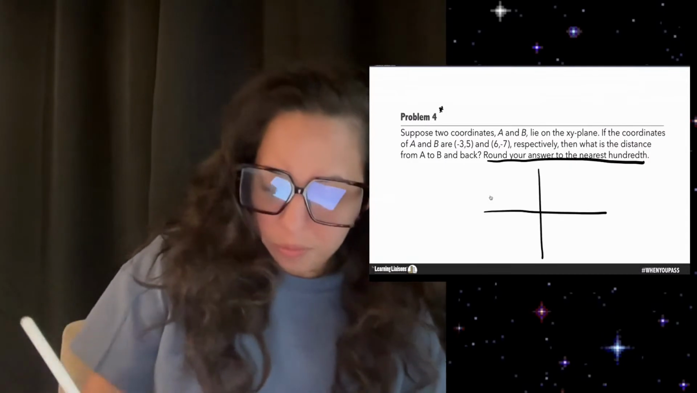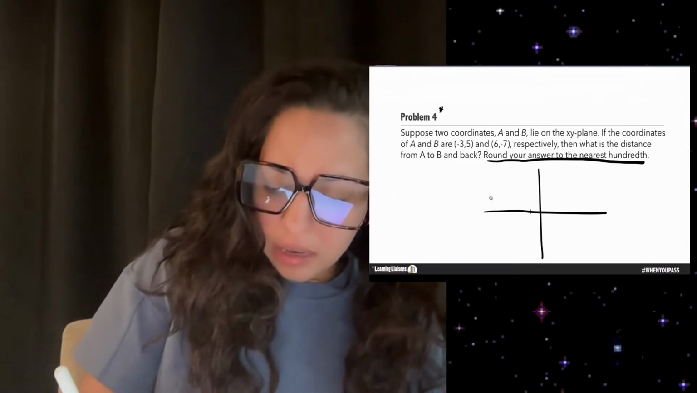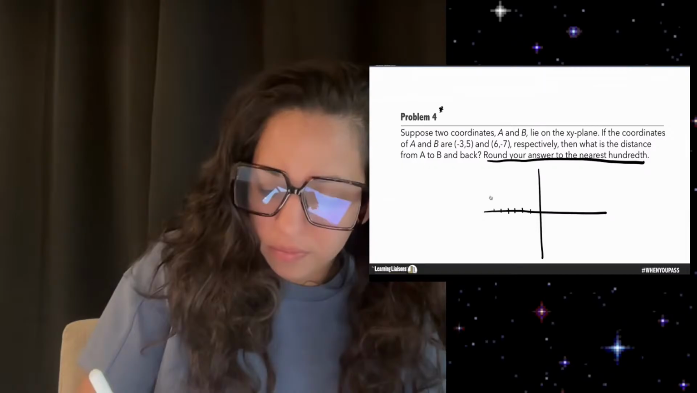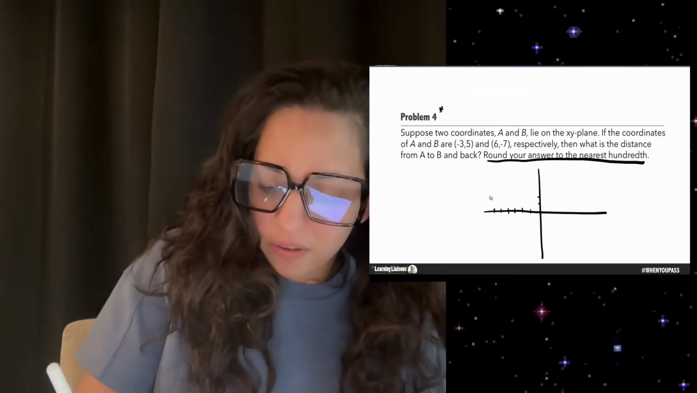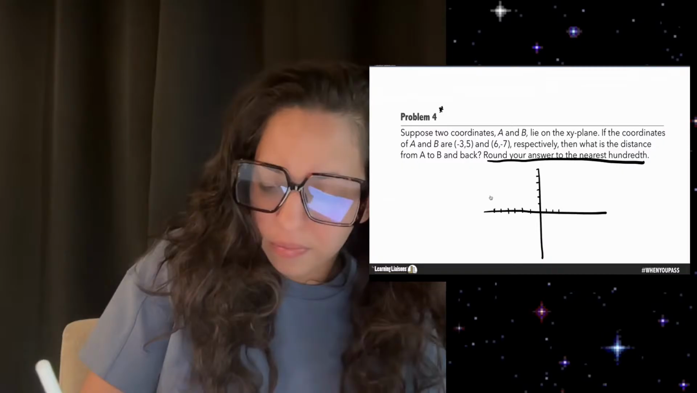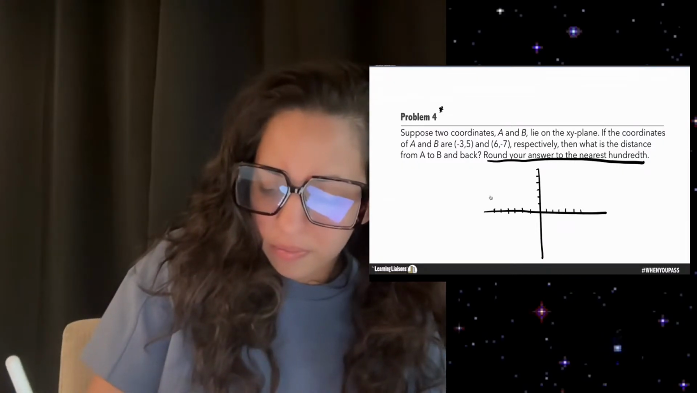So coordinates of A and B, -3, 5, reconnecting.